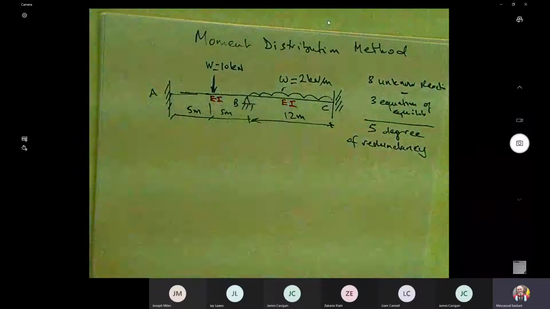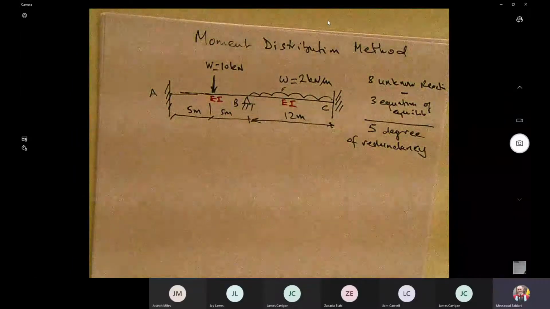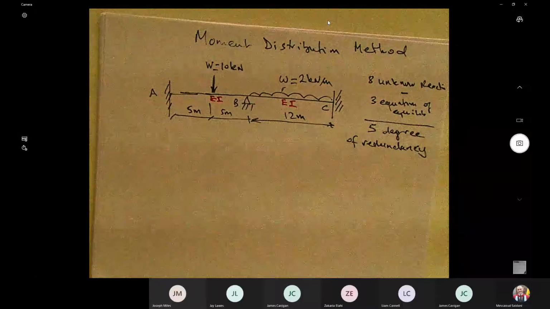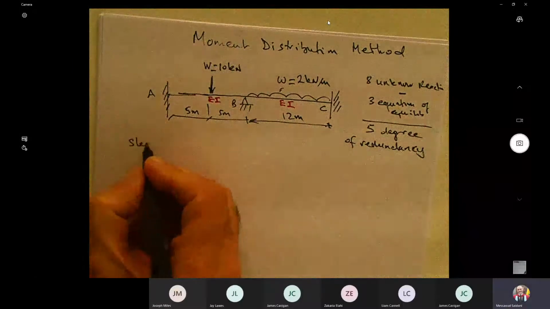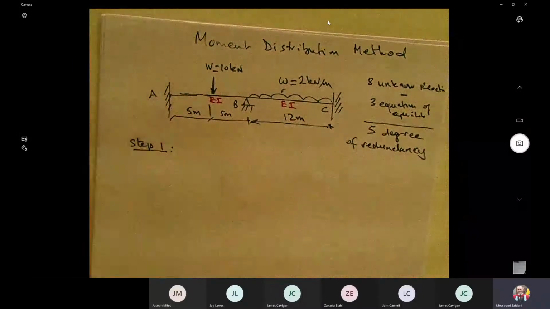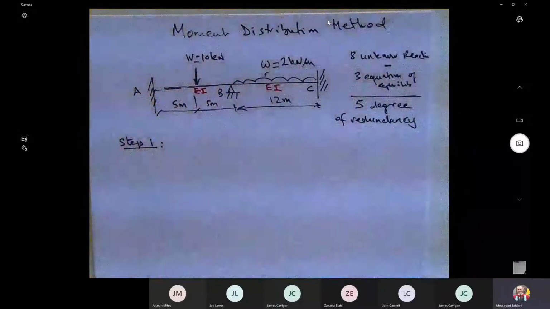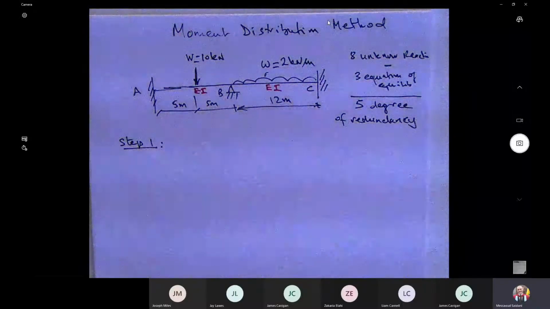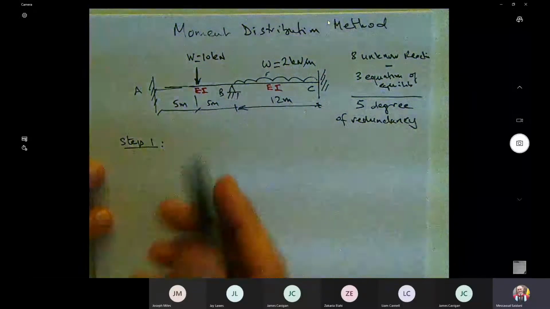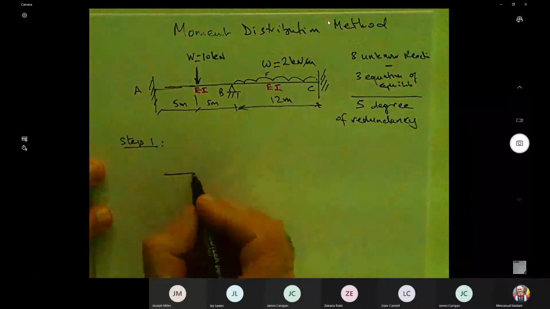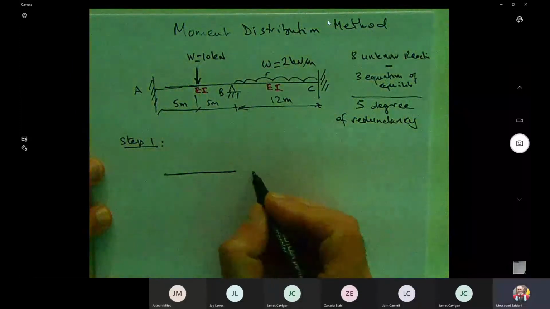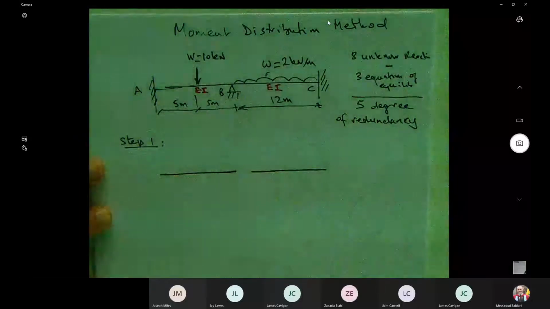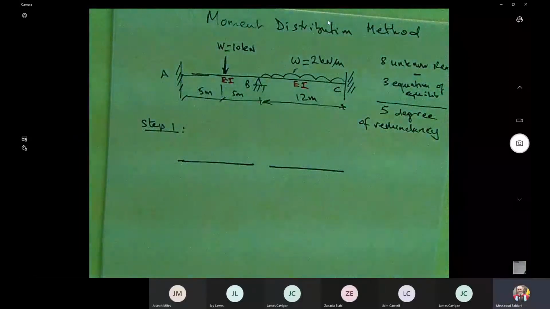So let's make a start. Remember, what was the first step? Step 1. If we want to use the moment distribution, what's the first step we need to do here? Do you remember? Split up, exactly. So we are going to take the beam and split it up into fixed-ended cases. So we have AB here, and we have BC. This is what we're doing, split it up into 2.